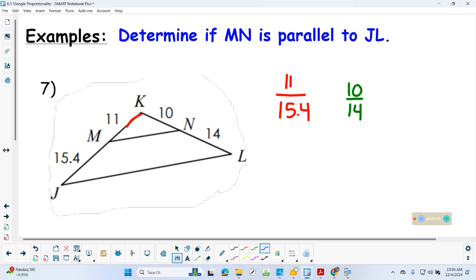What's 11 divided by 15.4? Point what? Round it, right? What's 10 divided by 14? What's the decimal? 0.71. This one's 0.71, right? Yeah. Okay, I'm getting worried, that's all right.